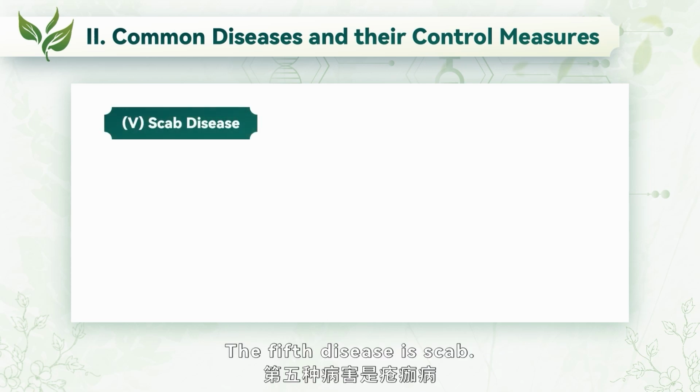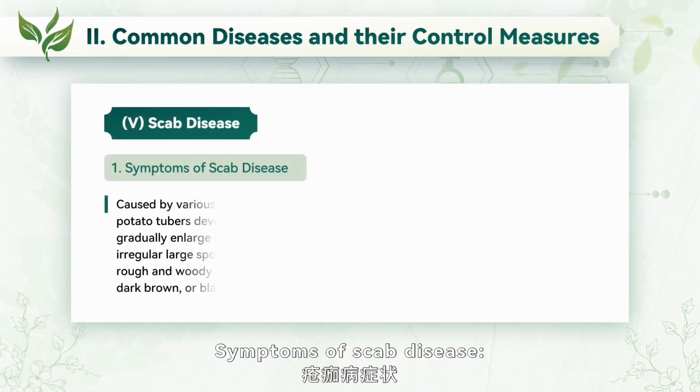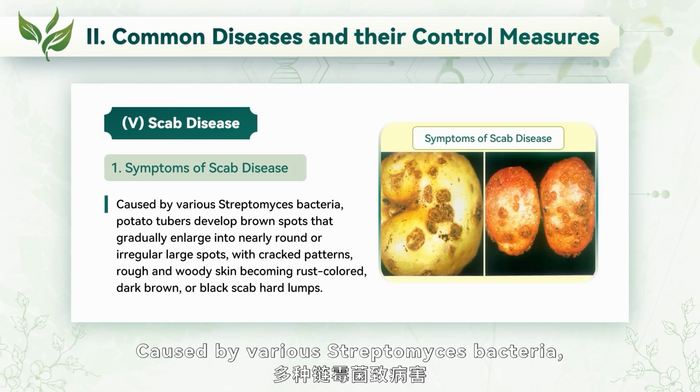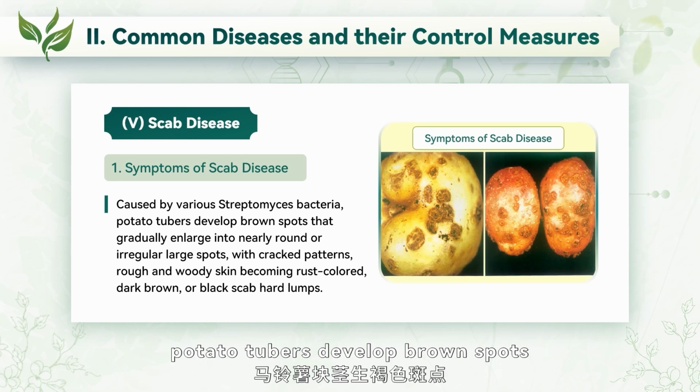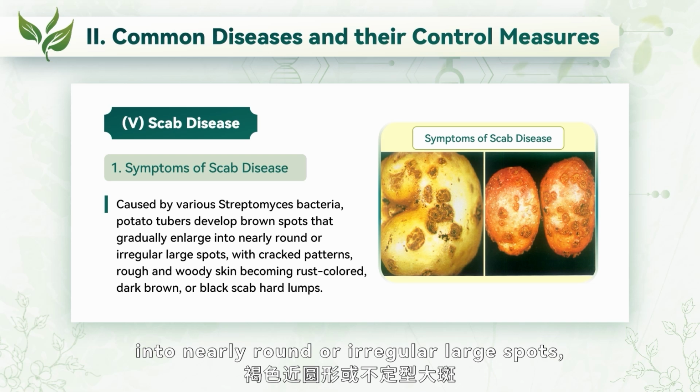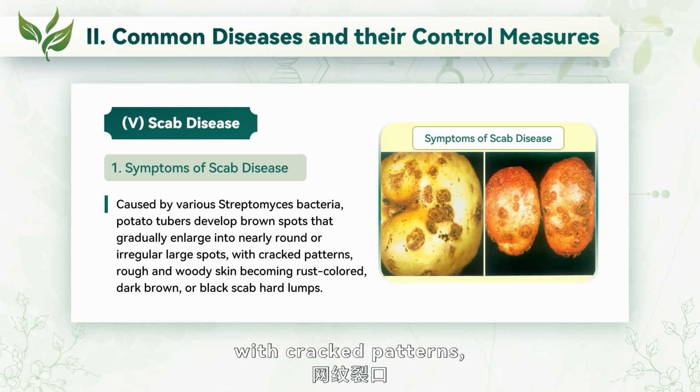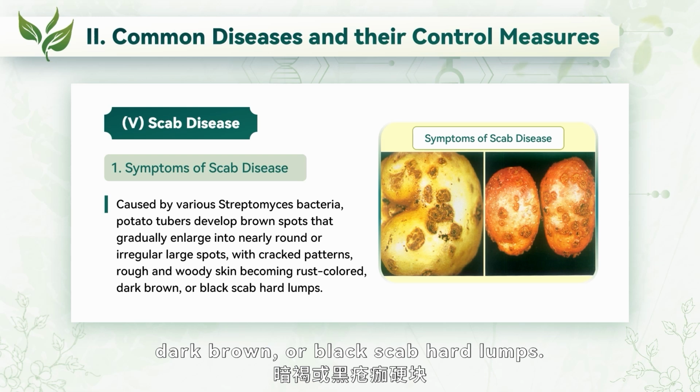The fifth disease is scab. Symptoms of scab disease, caused by various Streptomyces bacteria: potato tubers develop brown spots that gradually enlarge into nearly round or irregular large spots, with cracked patterns, rough and woody skin becoming rust-colored, dark brown, or black scab hard lumps.